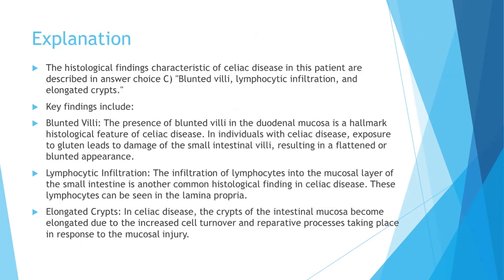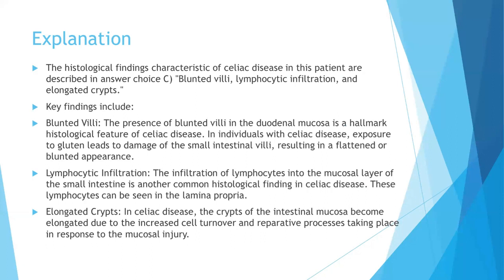So the histological findings characteristic of celiac disease in this patient are described in answer choice C, that is the blunted villi, lymphocytic infiltration, and elongated crypts. The key findings of celiac disease histology include blunted villi. The presence of blunted villi in the duodenal mucosa is a hallmark histological feature of celiac disease.